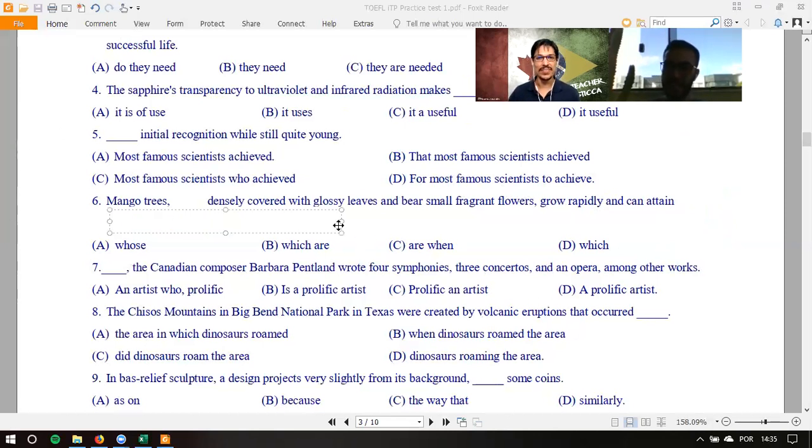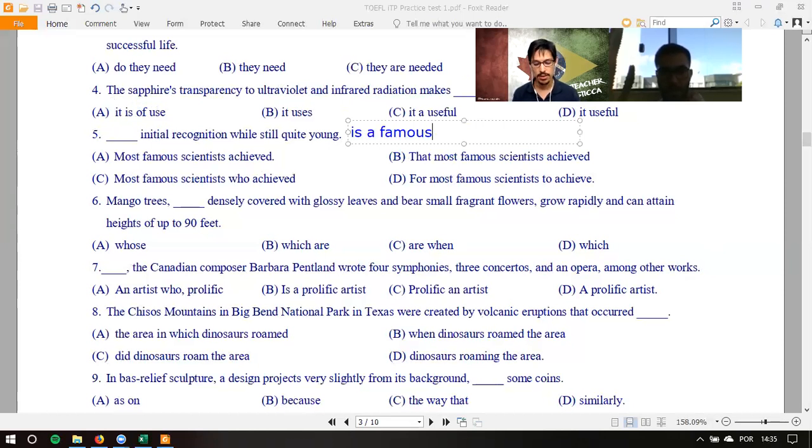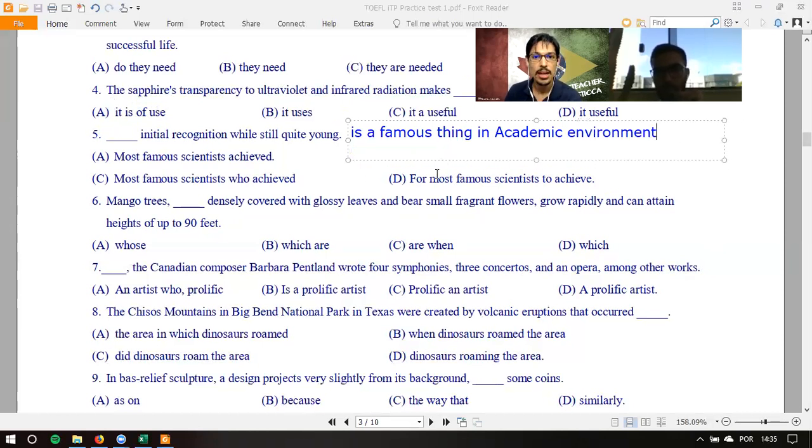Okay. Now, in case of letter B, Romário, look at this. That most famous scientists achieved initial recognition while still quite young. The sentence gets incomplete with letter B. Can it fit here? Yes, you can. But in this case, you would have to complete a little more, with another sentence. Let me take this sentence here just for you to see how it fits better.